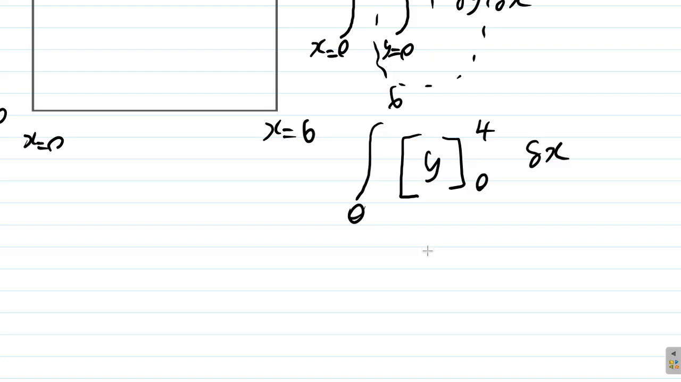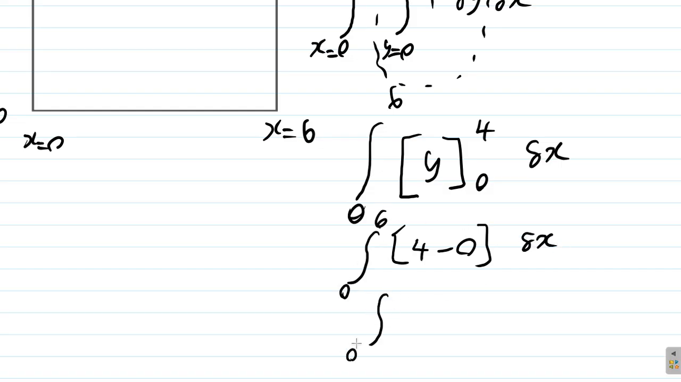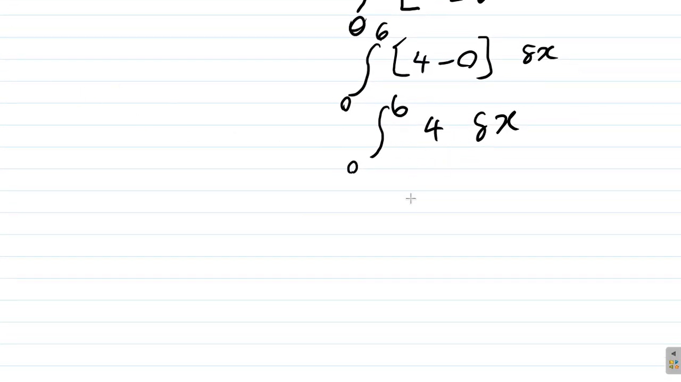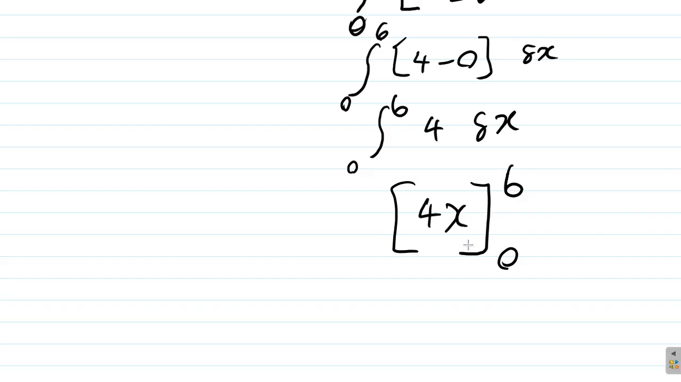So here now, this would be 4 minus 0, integral from 0 to 6 of delta X. So this is really the integral from 0 to 6 of 4 delta X. You see that? So we're going to integrate this now with respect to X. When you integrate 4 with respect to X, you get 4X. And it's a definite integration, so you're going from 0 to 6, alright?